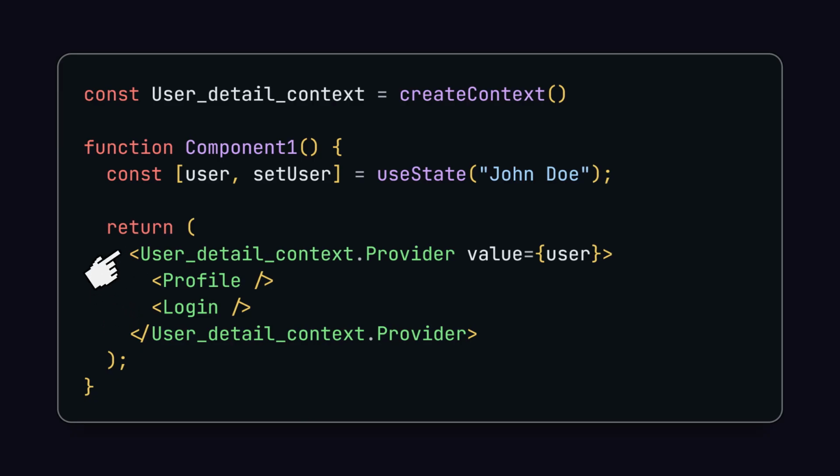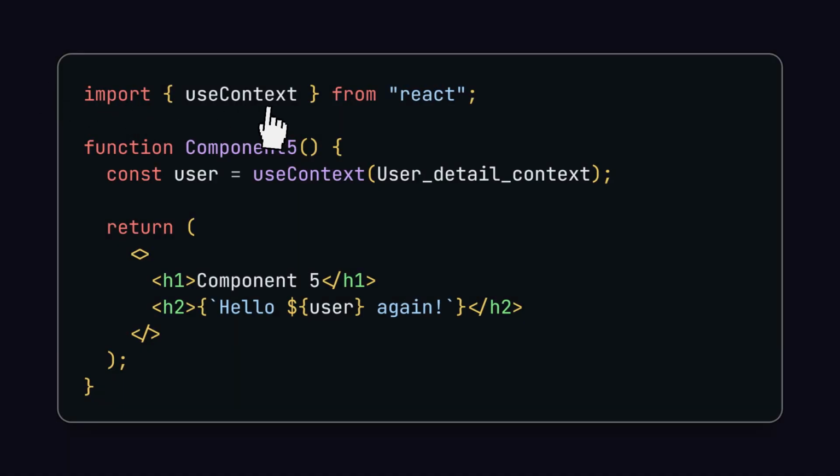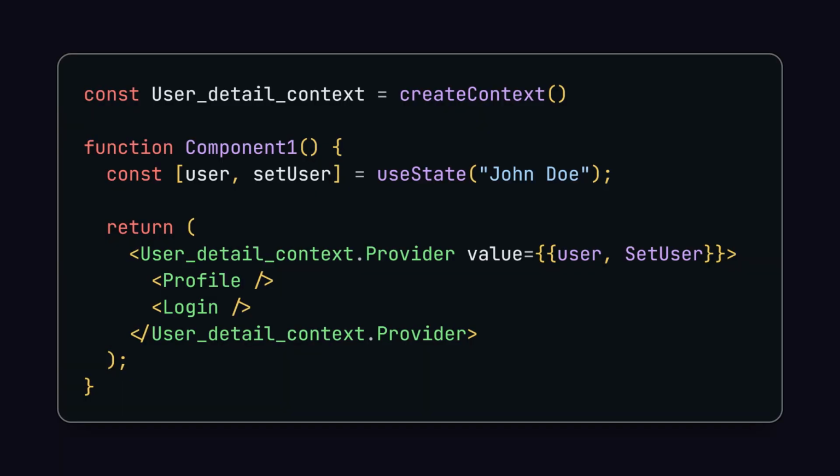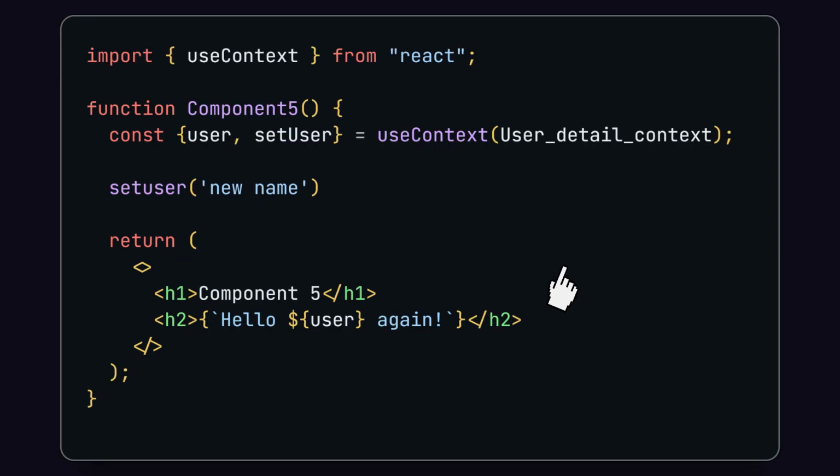To store the value, you create a state or variable and pass it as a prop to the context provider. All the components inside the user detail context can access this state by importing useContext and providing the user detail context as an argument. This makes it simple to use the context state in every component. For example, you can retrieve the username easily or update the username by modifying the state value.